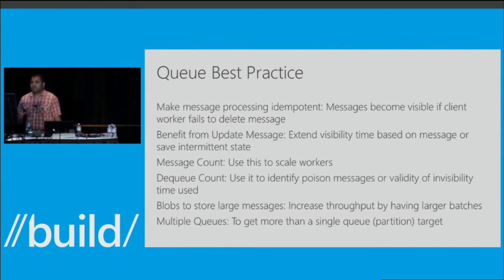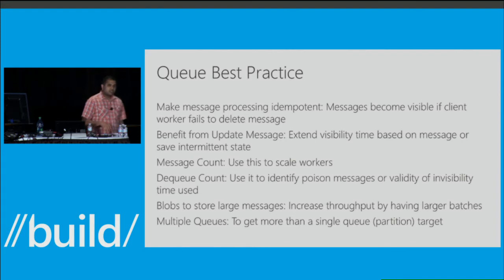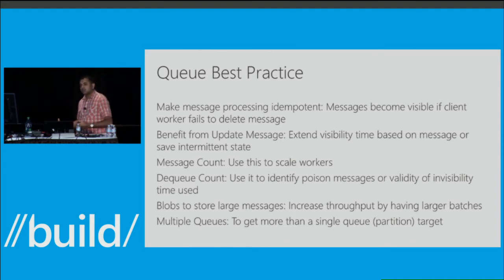You can also benefit from update message. What update message gives you is the ability to change the content of the message, and also the ability to change the invisibility time that you set on your message. And so you can use update message to store state, especially for a long-running worker which is processing the message. You can start storing this intermittent state to reduce wasteful work.